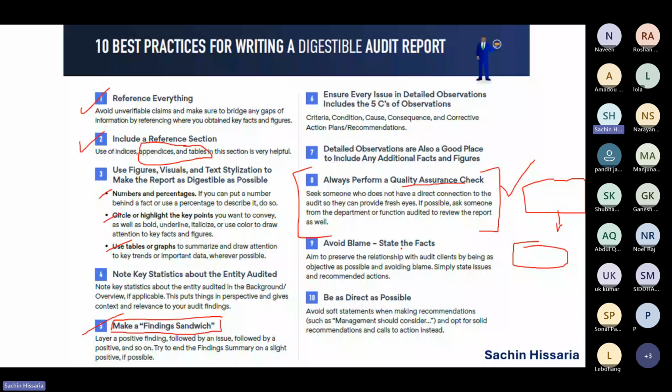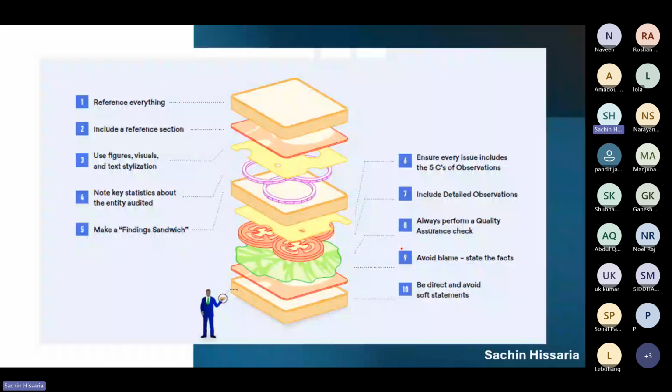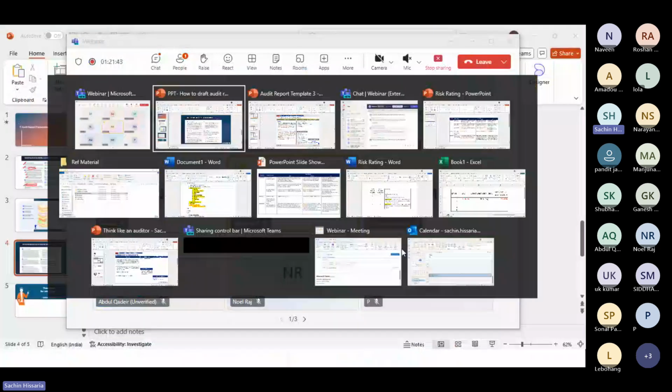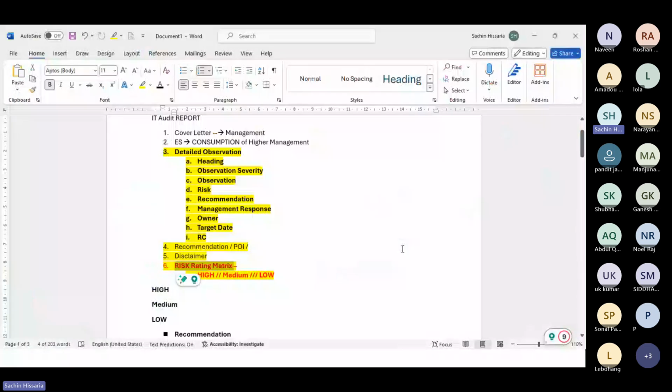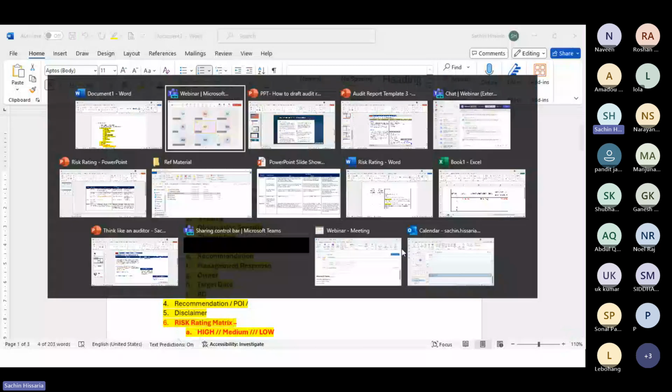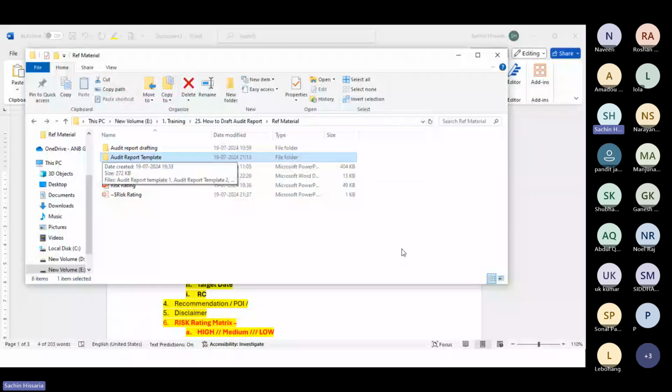Okay, so these are some of the good practices which you have to follow while drafting the audit report. I will definitely share this PPT with you as well, which includes all the pointers. Okay, guys. So this is about the audit report, how to draft the audit report, and what points we need to consider while drafting it. We have discussed this with the help of one example, and I have also shown you a couple of audit templates.